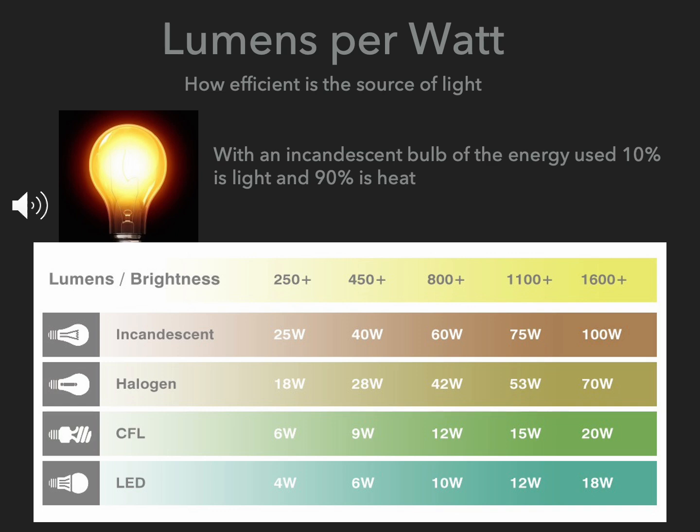for the brightness range of 800 lumens, for an incandescent light, you would need 60 watts. For a halogen light source, you would need 42 watts. For a fluorescent light source, 12 watts, and an LED light source, 10 watts. So that concludes our walk through lighting and the type of lights we use in our industry.